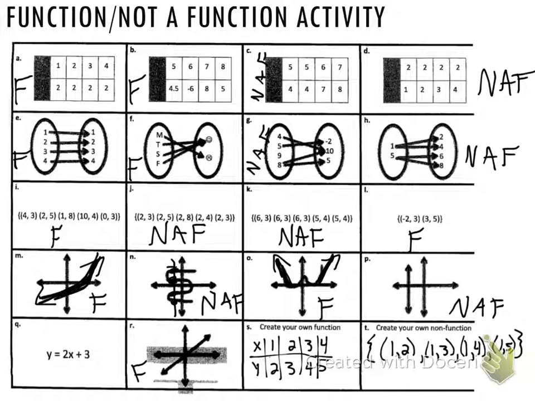Questions on how to create your own function or not a function? You could have created a table of values for either one of them. You could have created a mapping for either one. You could have created a set of ordered pairs for either one or a graph for either one. Okay? Now let's talk about Q.